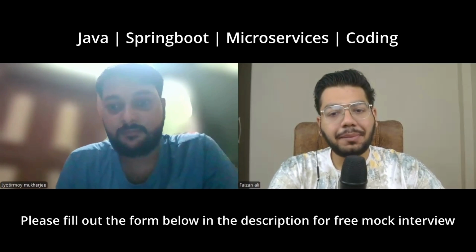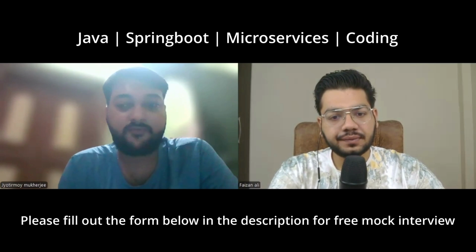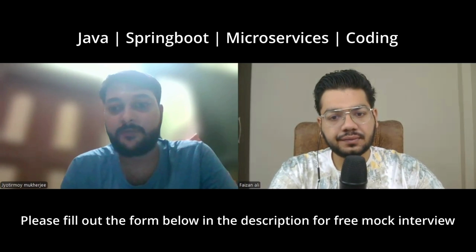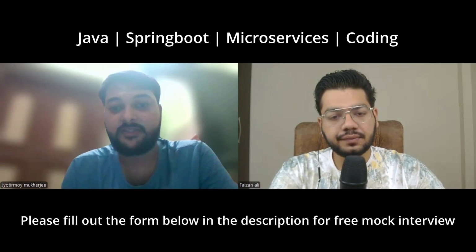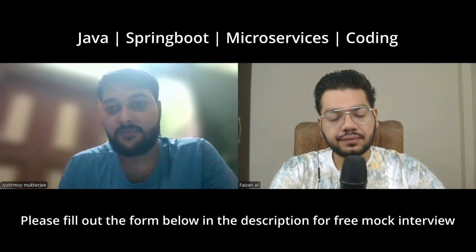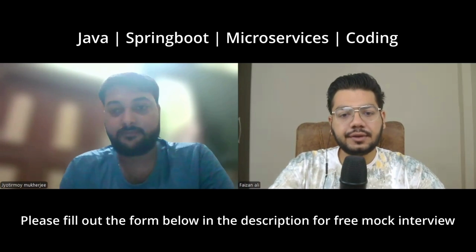What's the difference between map and flat map? So map does a one-to-one relationship, and flat map does one-to-many. In the map we transform each element of the collection, and in the flat map we transform a list of lists into a single list. Okay. Got it.